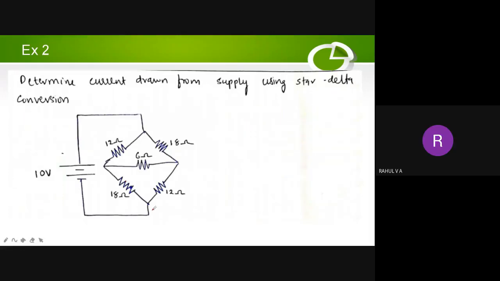Okay. So I assume, or I mark, that this is A, this is B, and this is C. So after conversion, I got a new diagram like this. So see, the resistor between A and C is RAC.